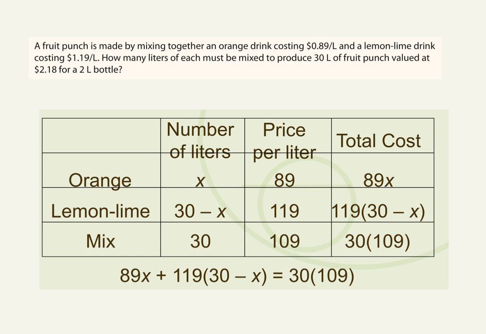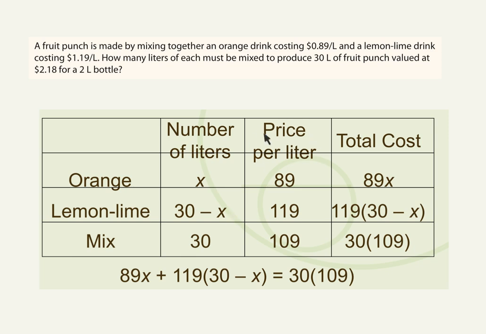And again, you're going to set up a chart. We have orange, lemon lime, and a mixture. That's what these will always look like. We don't know how much of each, but we do know the total. They told us they produced 30 liters, so our mixture will be 30. We don't know how much orange. Again, just like the investment, if we subtract it from 30, that will be the lemon lime.